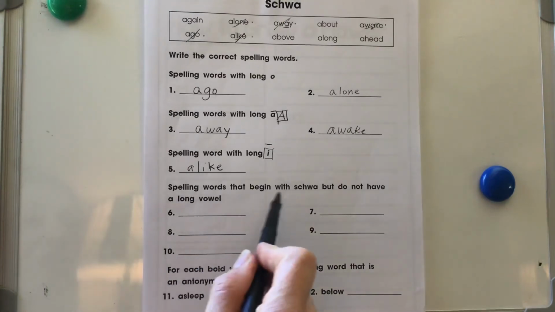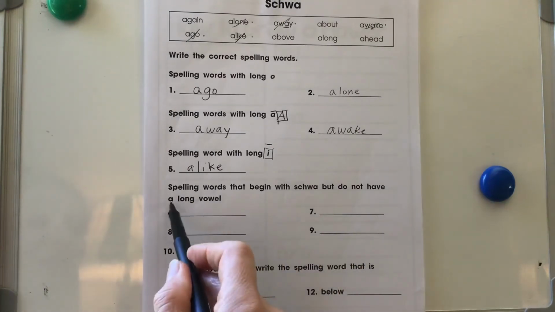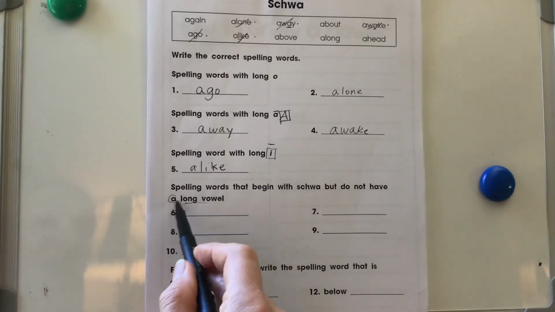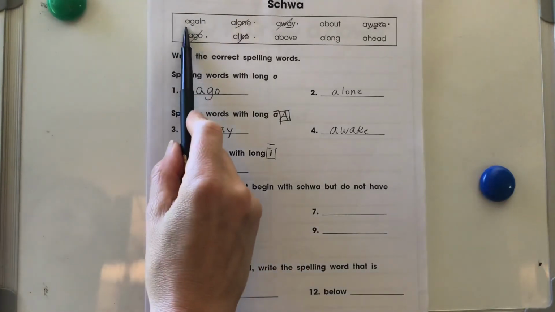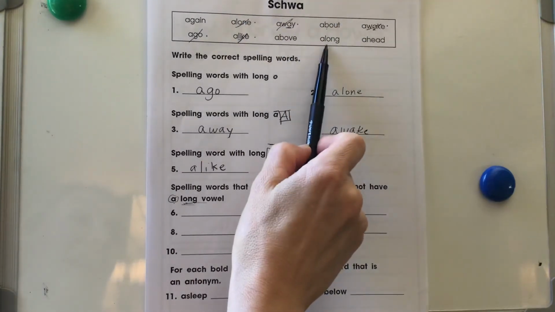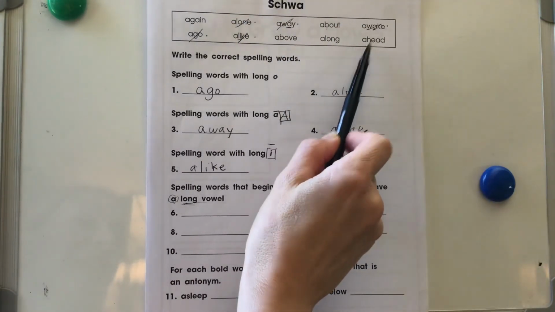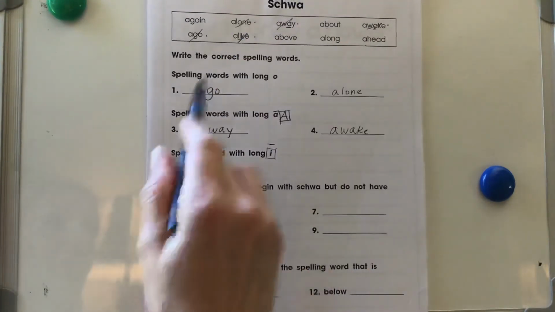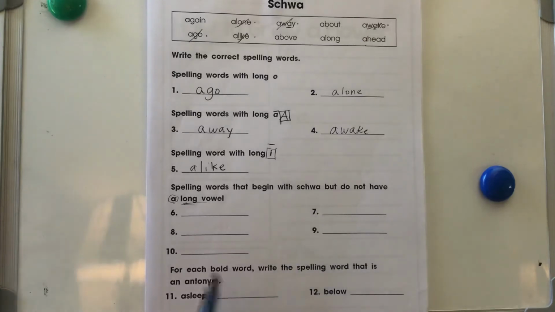Now it says spelling words that begin with the schwa but do not have the long A vowel sound. Right, the A is a long vowel. So again, above, about, along, ahead. It kind of makes a like an umbrella sound. So those other words that we don't have here are going to go here. And then for each bold word, write the spelling word that is an antonym. Antonym means kind of an opposite. Opposite.